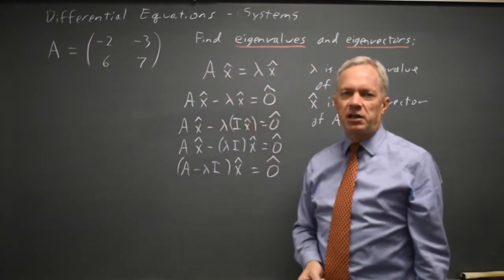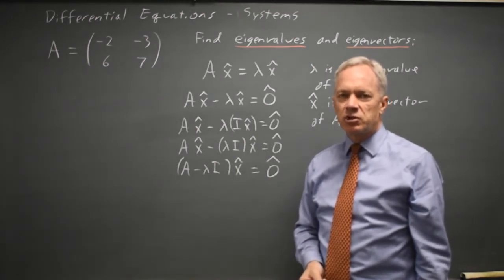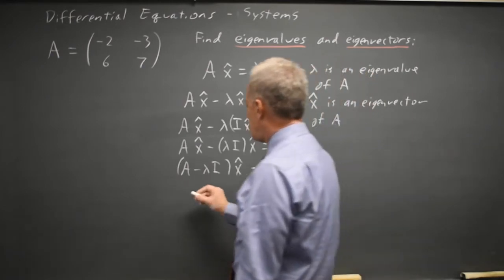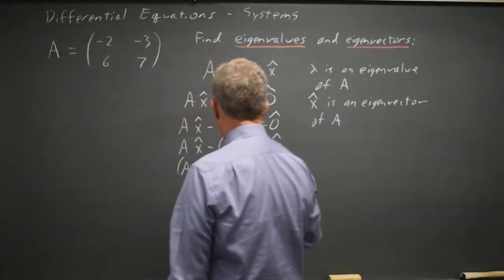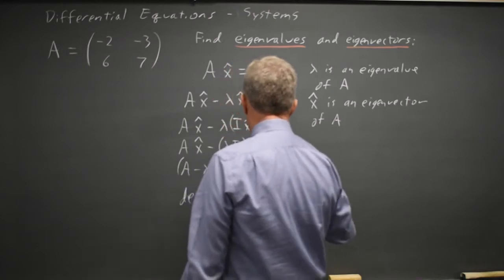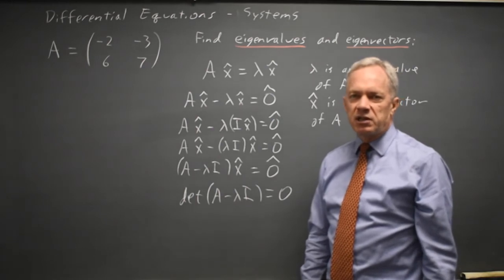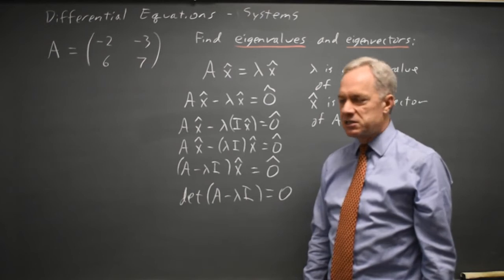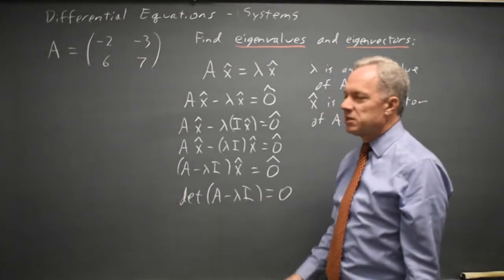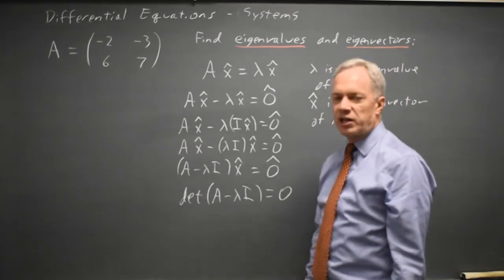And we learn in linear algebra that if this has a solution for non-zero x, then the determinant of A minus lambda I has to be 0. So for a matrix to have a non-zero eigenvector, and we generally define eigenvectors to be non-zero, the determinant of A minus lambda I has to be 0, and that allows us to find eigenvalues.